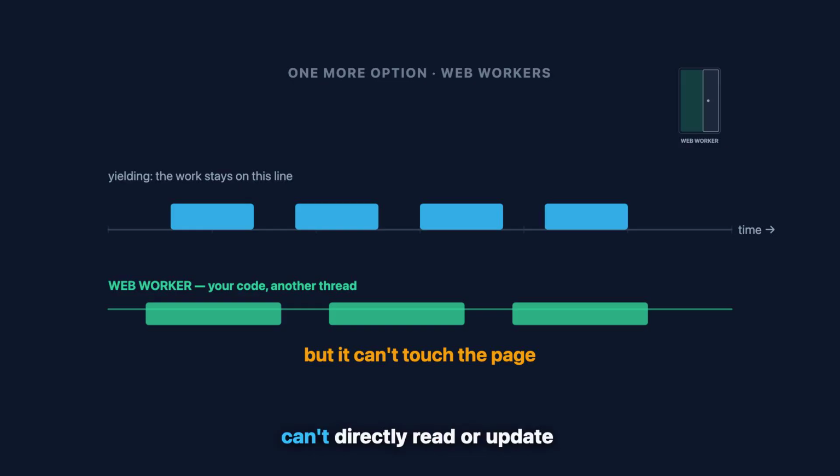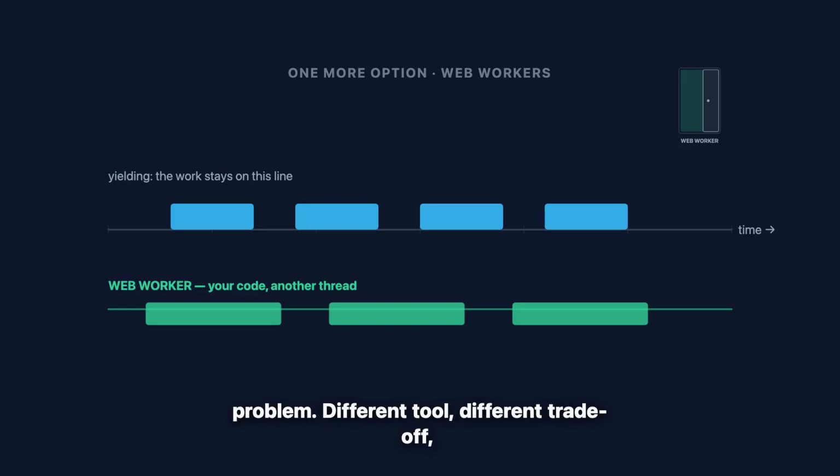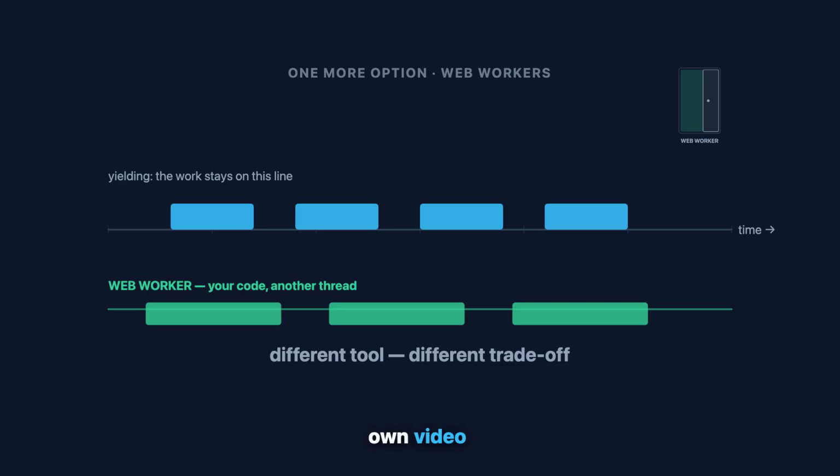But a worker can't directly read or update the page. No DOM, no interface. Everything has to be passed back and forth between the two threads. And what you pass and what that passing costs becomes your new problem. Different tool, different trade off. And that one deserves its own video.